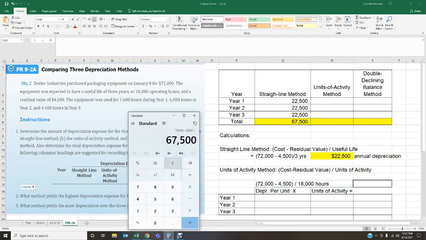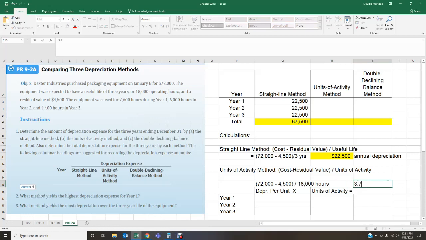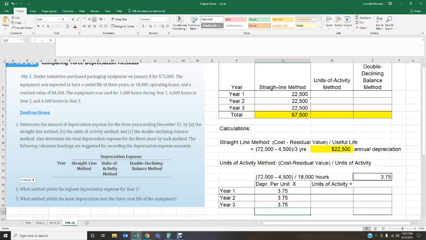And let's see what we get. So we've got 72,000 minus the 4,500 residual value. That gives me 67,500, and we're going to divide that by 18,000 hours. So for every hour that we use this equipment, we're going to depreciate it $3.75. Okay. So my depreciation per unit is $3.75. That does not change for all 3 years. Okay. Now what does change is my units of activity.